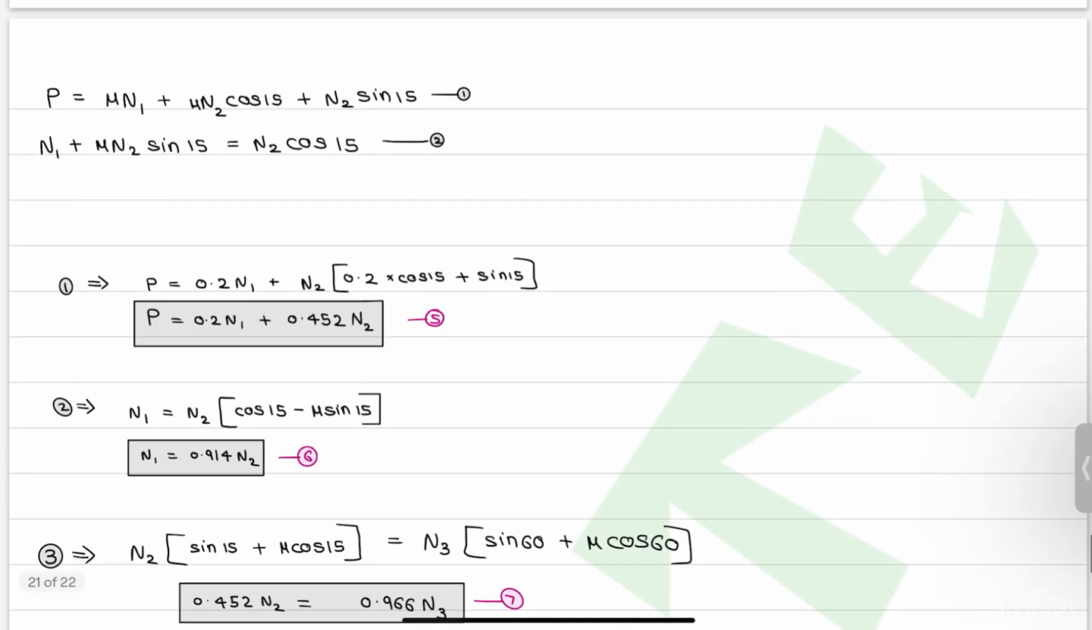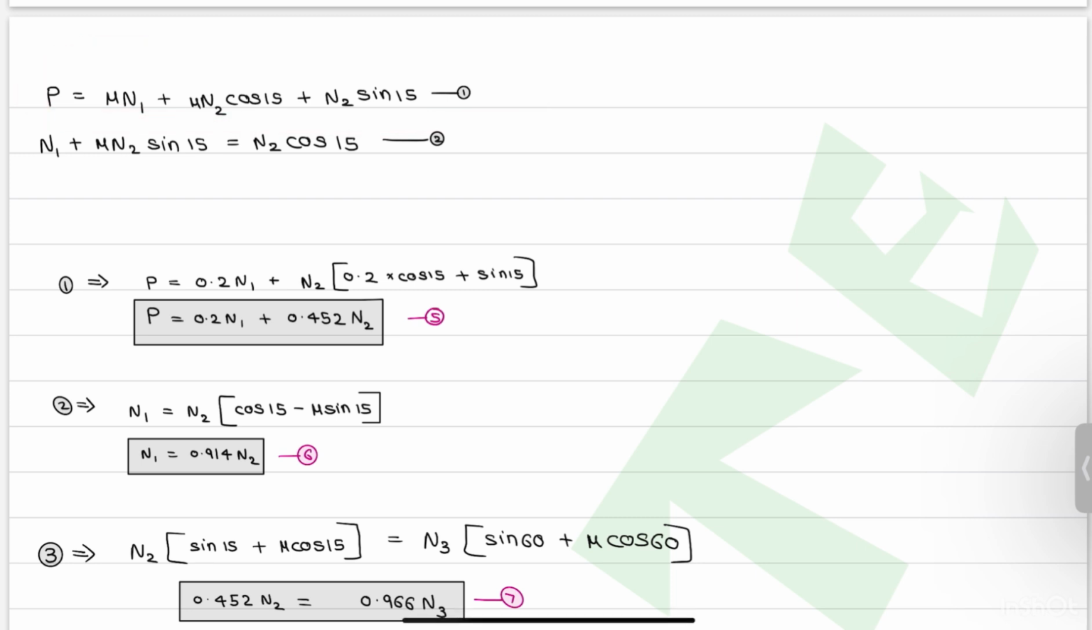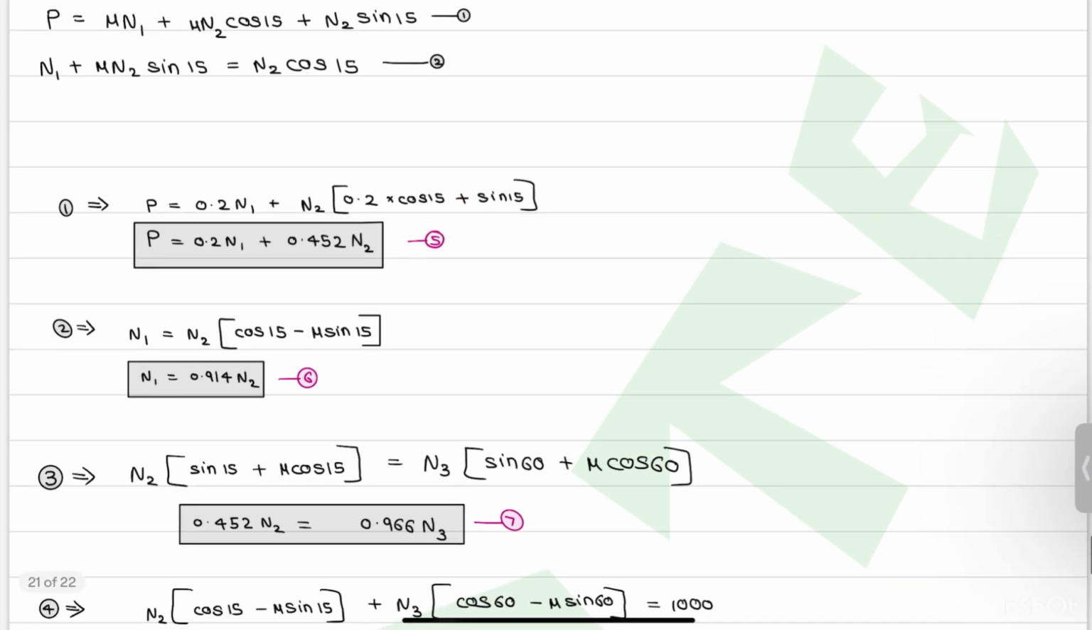Now we can solve these equations. P is equal to mu, which is given as 0.2, times 1 plus, taking N2 common, 0.2 cos 15 plus sin 15. While calculating, we will get P is equal to 0.2 times 1 plus 0.45 times N2.